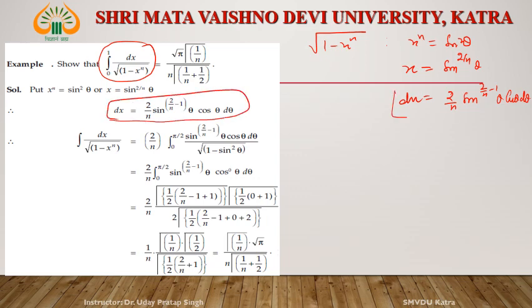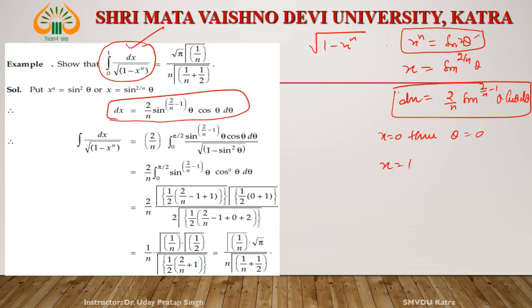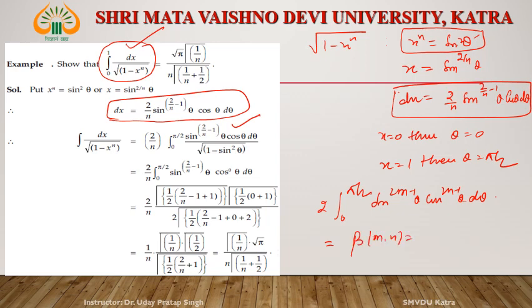Now putting this dx and this x to the power n in this integral. If x equal to 0, then theta equal to 0. x equal to 1, then theta equal to pi by 2. Putting all these results here and comparing again, 2 times integral 0 to pi by 2 sine to the power 2m minus 1 theta cos to the power 2n minus 1 theta d theta is equal to beta mn, and that is gamma m gamma n divided by gamma of m plus n. And solve this result. You find this.